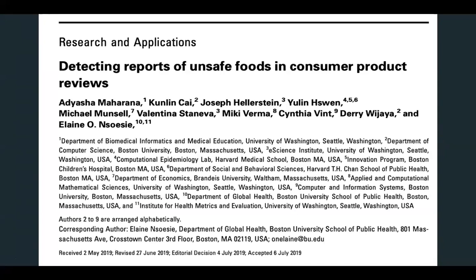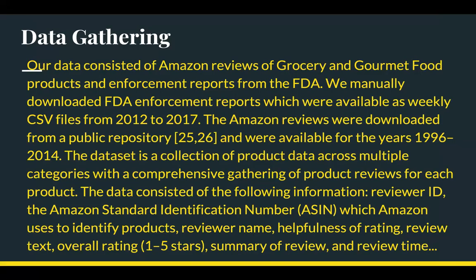Here's another example, but it's basically the same idea. So in this case, we're also looking at unsafe food products and using Amazon reviews to detect unsafe food products. The methods again starts with the data gathering. So what does our data set look like?